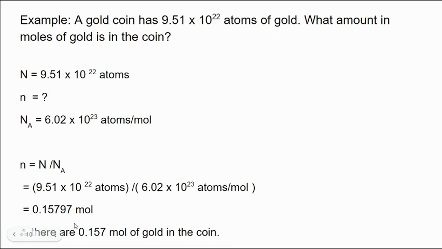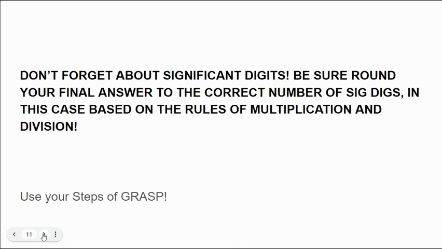It would also help if I had rounded that properly to the correct number of significant digits. So, 0.158 moles of gold would be in the coin. I'm going to go back and fix that. Nobody's perfect. 0.158, when I've rounded that to the correct number of sig digs. I put that in there to make sure you were watching.